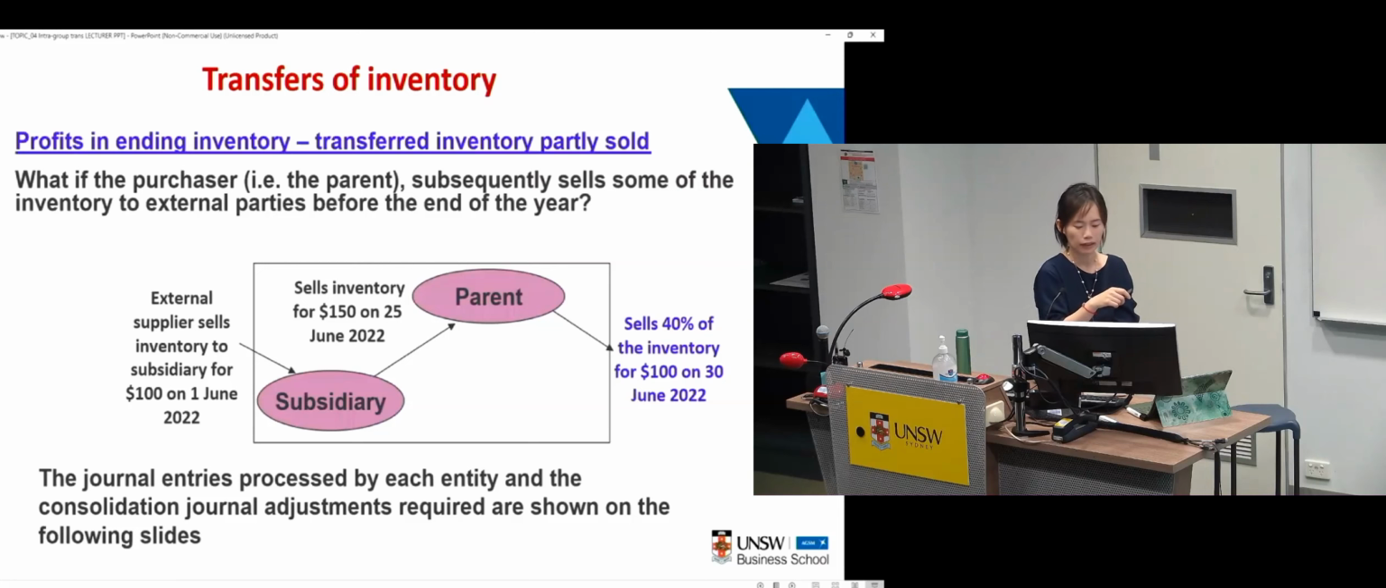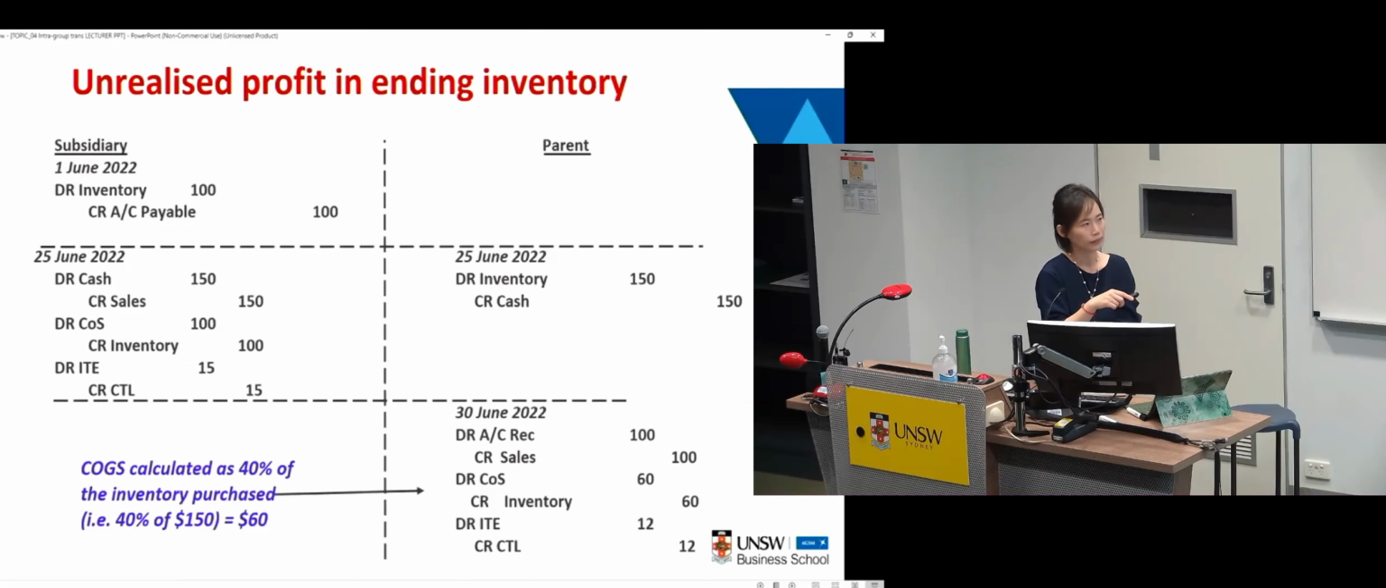Now let's look at the entries recorded by each legal entity first. These are the same as before. These ones are also the same. But in addition to that, the parent recognizes the sales revenue by selling 40% of the inventory to an external party. Do I need to worry about these sales? I don't, right? Do you need to adjust these sales in the worksheet? You don't, because it is sales revenue from the group viewpoint. So these sales should be included in your consolidated accounts, and we don't need to make an adjustment for them.